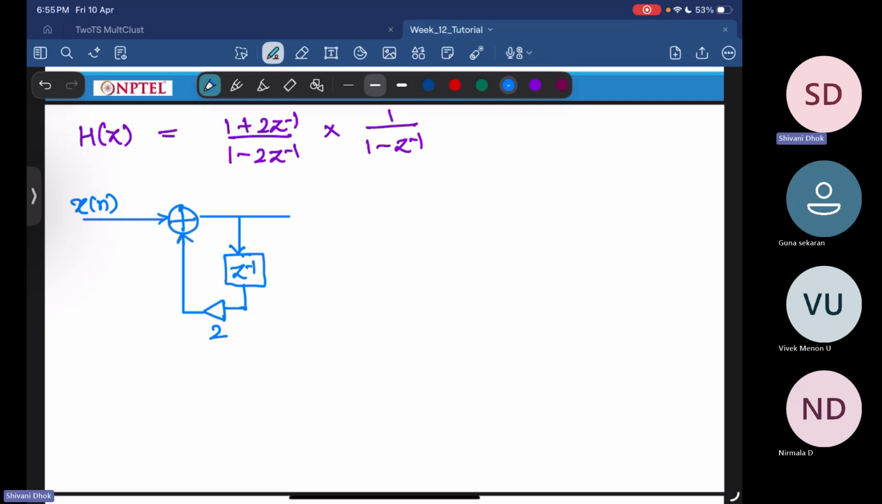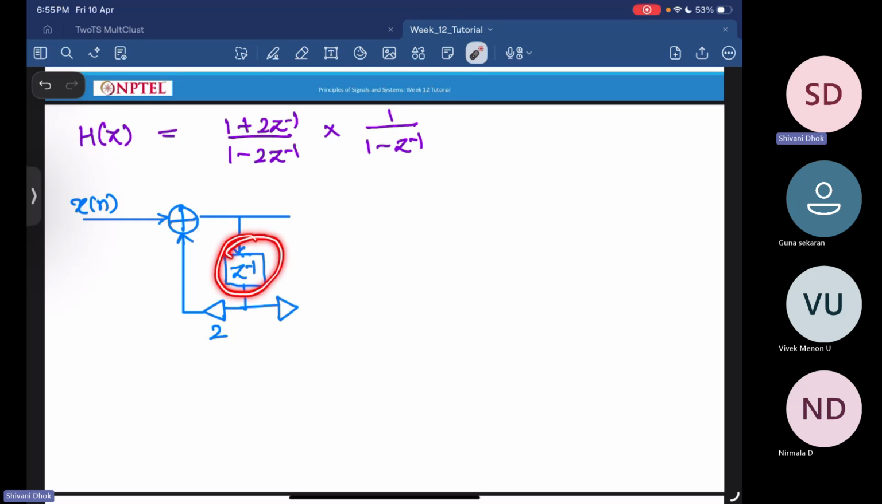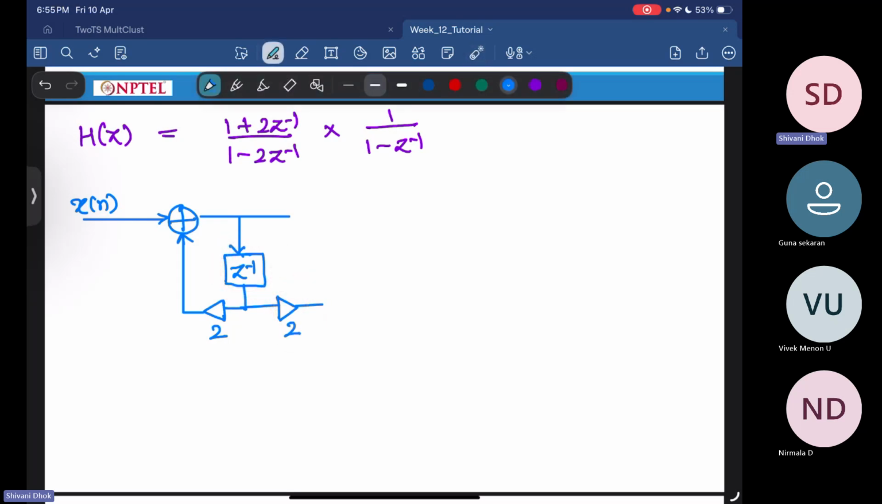Like this. And then we'll start constructing the branches for the numerator on this side. So you have a 1 here already. And then you have 2 z inverse. So z inverse you already have, you have to multiply it by 2. And then add.